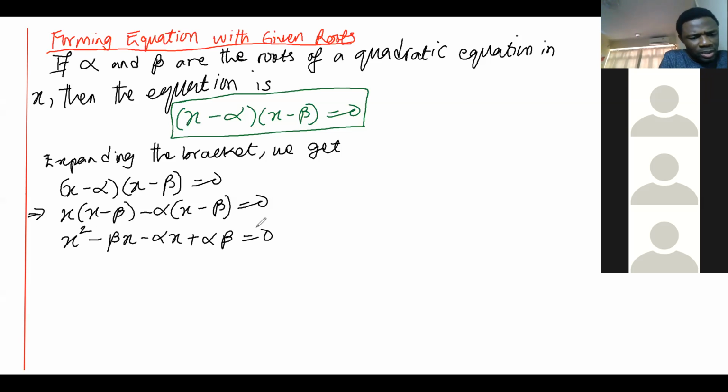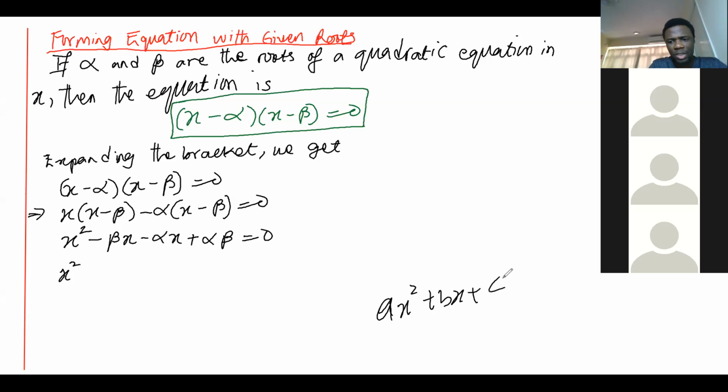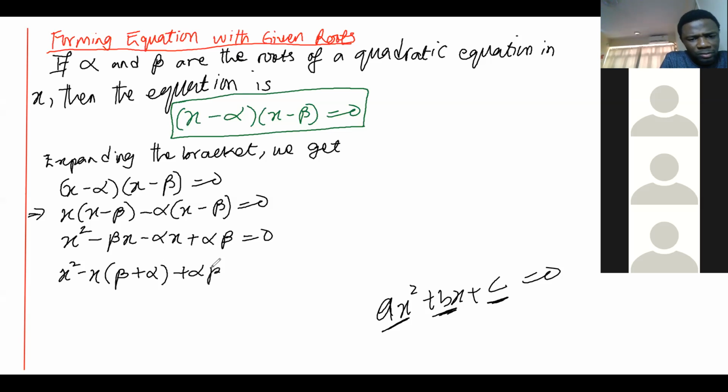You will agree with me that we could actually factorize the middle one, can't we? Because we want to make it look like a quadratic equation, which is always something like ax squared plus bx plus c, only 3 terms. One term in x squared, one term in x, and a constant, equals 0. So we want to make it that. So by factorizing that, what can we factorize out from the middle? Minus x, good. So minus x, then what do we have in the bracket? Beta. Good. Plus alpha. Plus alpha beta equals 0.